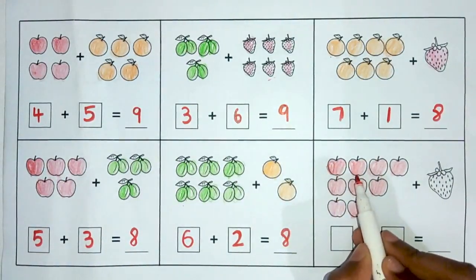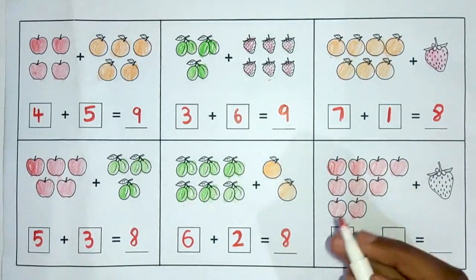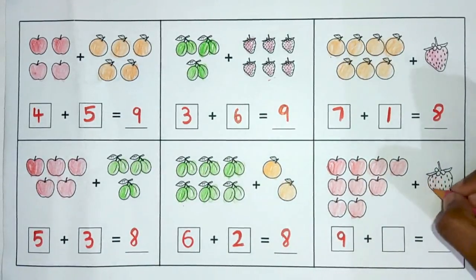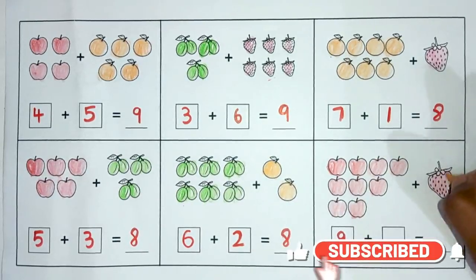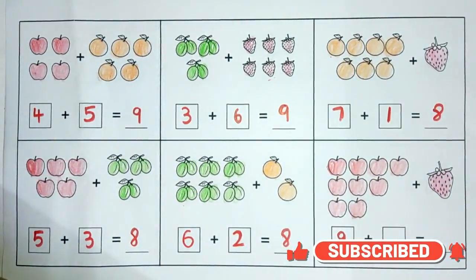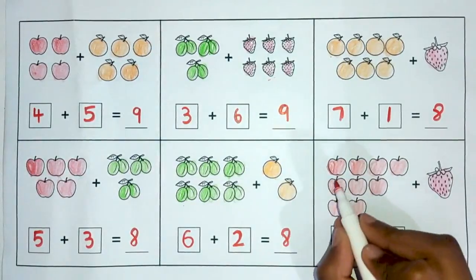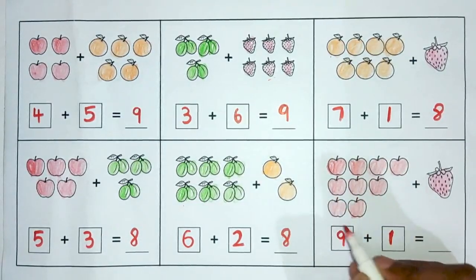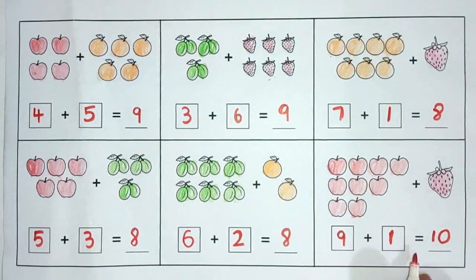So children, 1, 2, 3, 4, 5, 6, 7, 8, 9. So children, 1. 9 plus 1: 1, 2, 3, 4, 5, 6, 7, 8, 9, 10. 9 plus 1 is equals to 10.